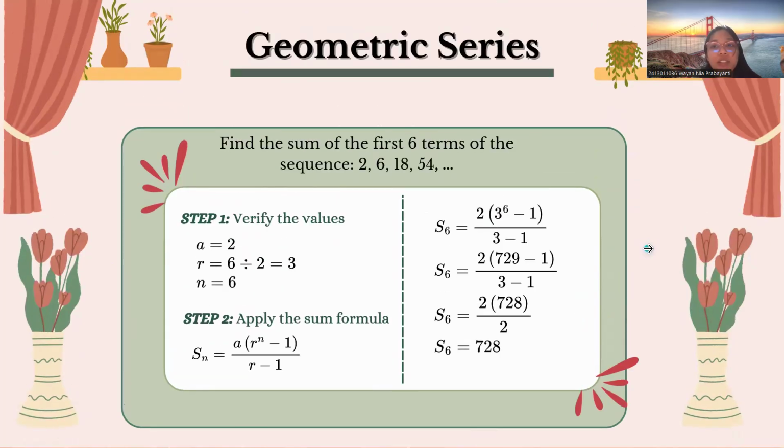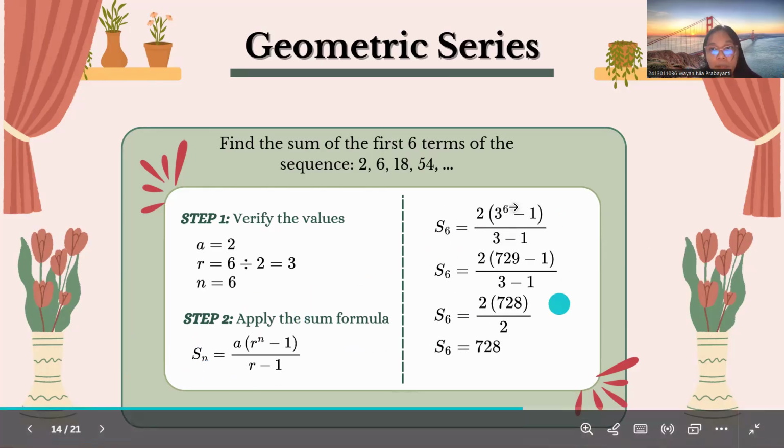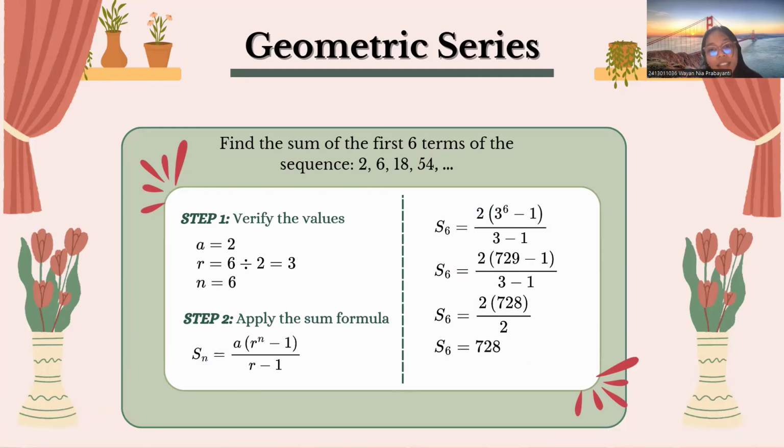The example is to find the sum of the first six terms of the sequence 2, 6, 18, and 54. First, as always, we are going to verify the values. So a is 2, r is 3, and n is 6. After that, we can just apply the sum formula and operate it like this. And we will get the sum of the first six terms of this geometric series is equal to 728.